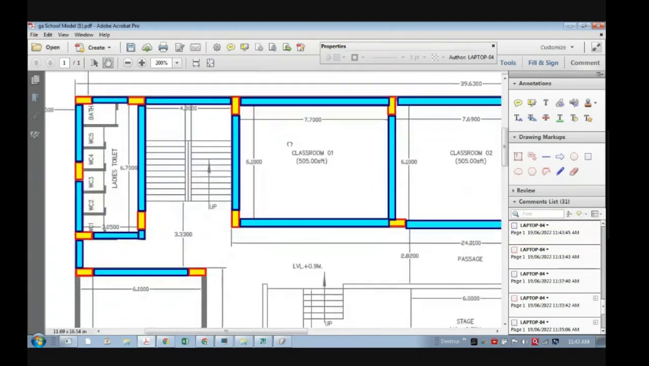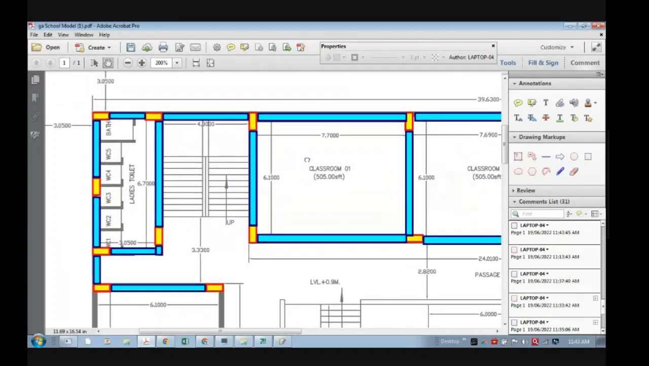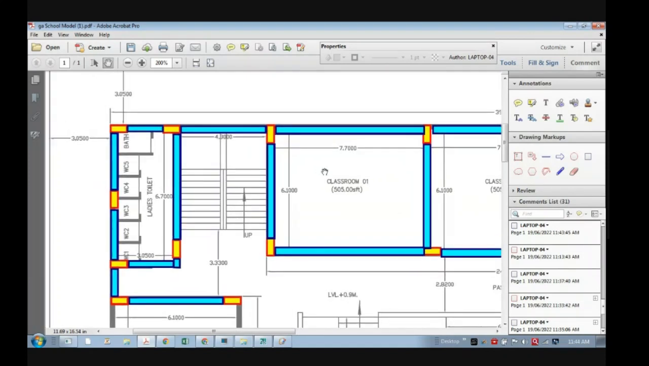What next? So once we provide the beams, we provide the slabs. Yes or no? Yes, sir.